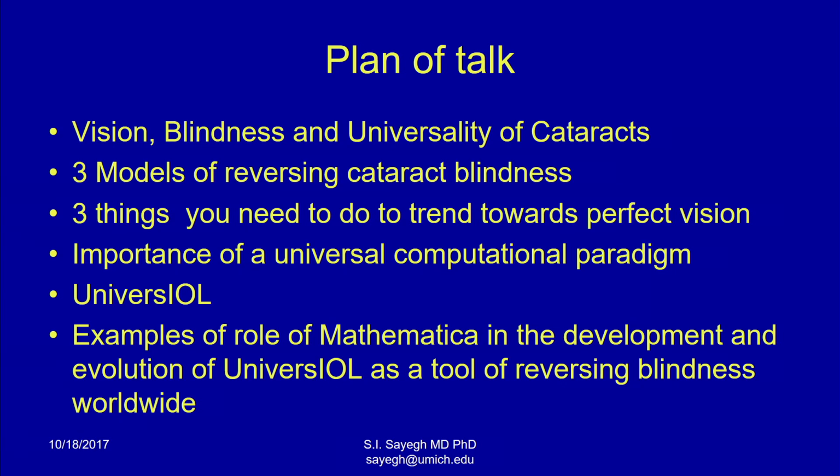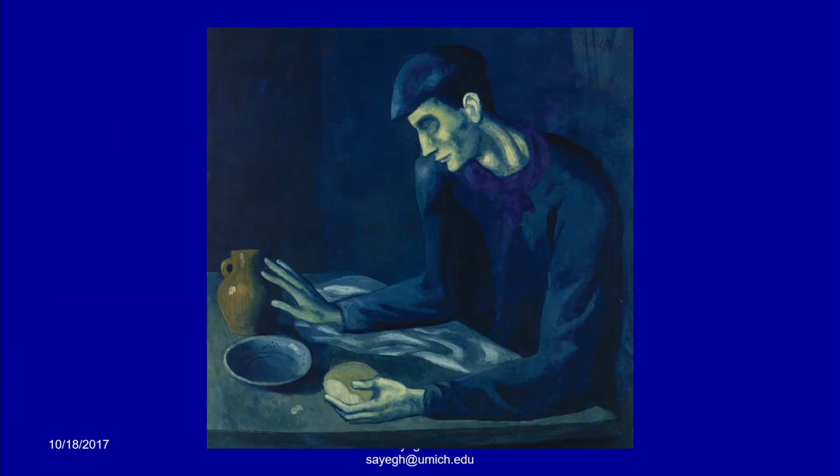So the plan of the talk, I'm going to talk about vision, blindness, and the universality of cataracts briefly. I'm going to show 3 models of reversing the cataract's blindness. And I'm going to show 3 things you really need to do to trend towards the perfect vision. And then I'm going to give 3 examples of how we use Mathematica to achieve that.